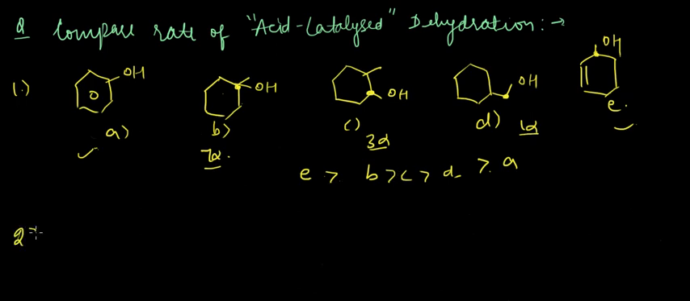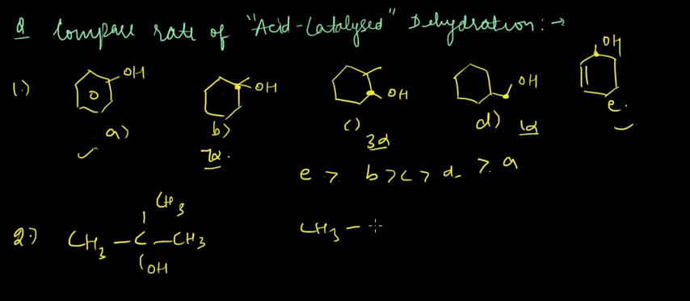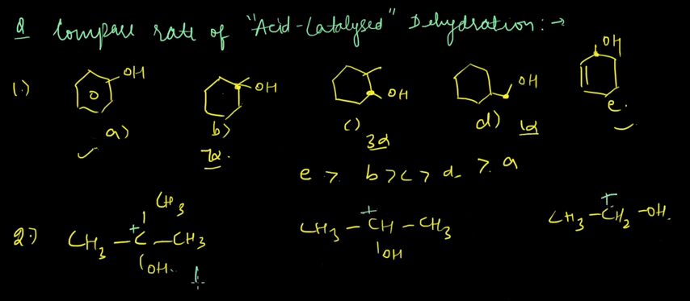Okay, let's look at the second example. We have something like this, and this. Okay, so just compare the intermediate when this carbon gets a positive charge, when this carbon gets a positive charge, and when this carbon gets a positive charge. This is a 3 degree, this is a 2 degree, and this is a 1 degree. I need not explain much, but this would be the order.